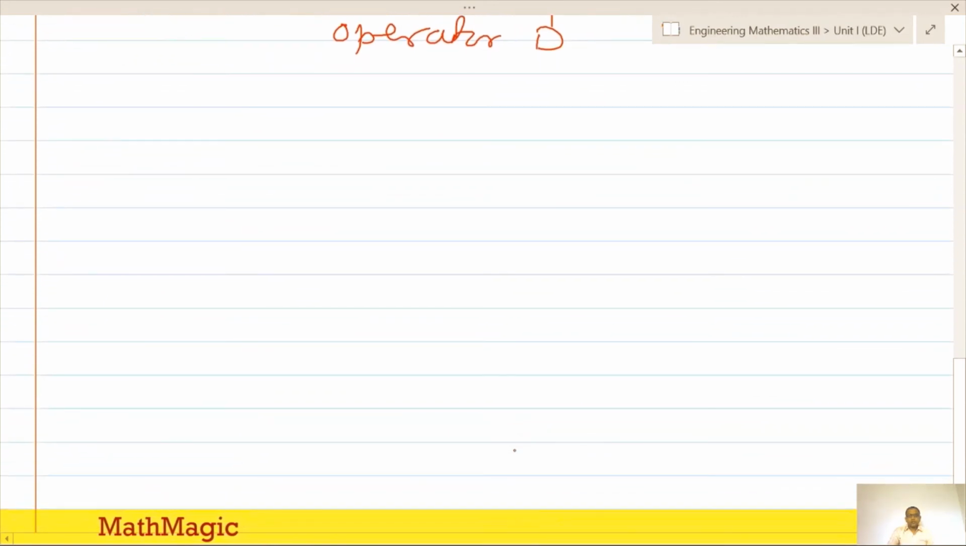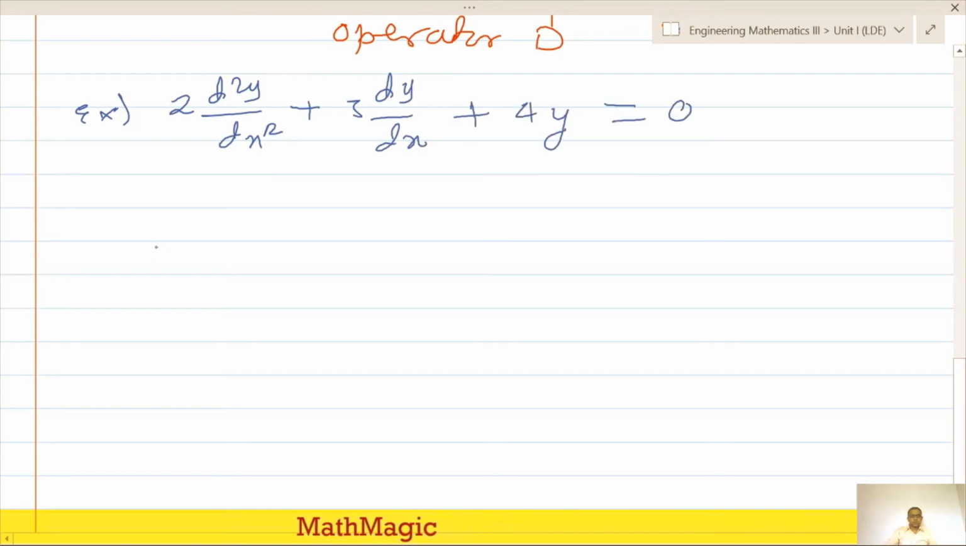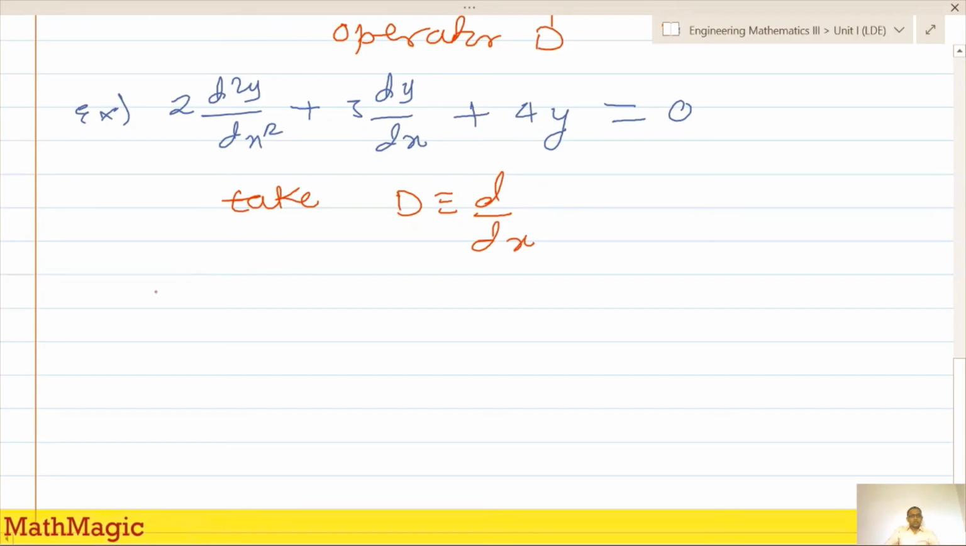For example, let me take an example so that you can understand how we can reduce them in the form of operator D. So 2 d square y by dx square plus 3 dy by dx plus 4y, this is equal to 0, suppose. Now here just take capital D is equal to d by dx.